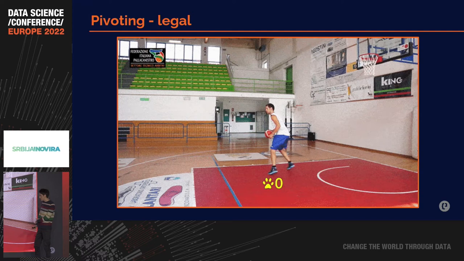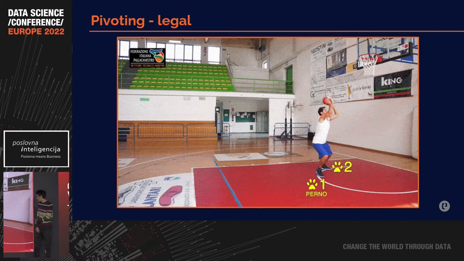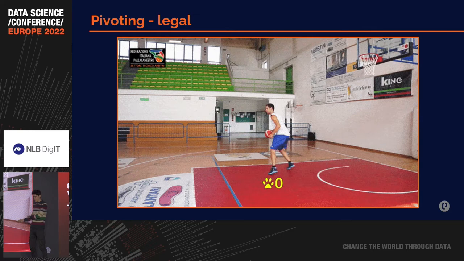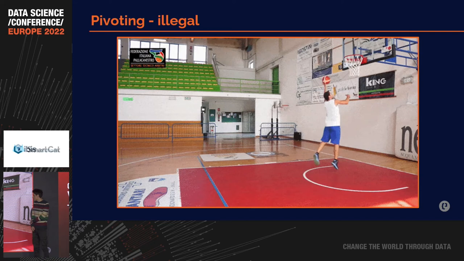So here's a video showing this. His zero step is made by his left foot. The pivot foot is his right foot, then making another step with the left foot, and then lifting the pivot foot and releasing the ball before touching the floor again with that right pivot foot. Here is an illegal move. It's basically the same, only he lifts the pivot foot and places it back on the floor and then releases the ball.